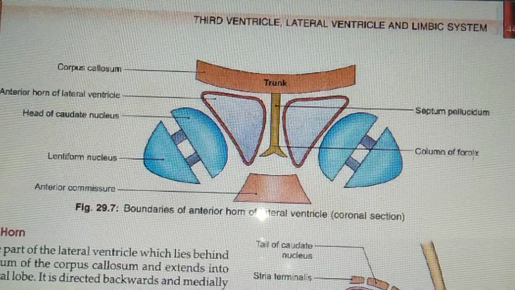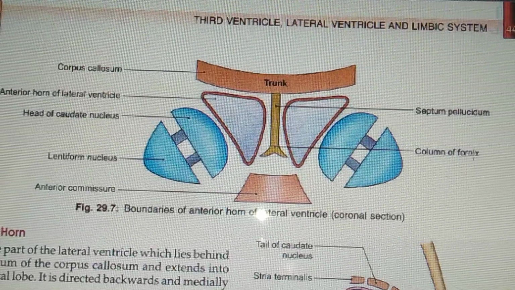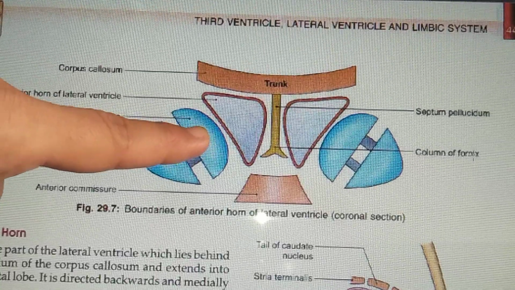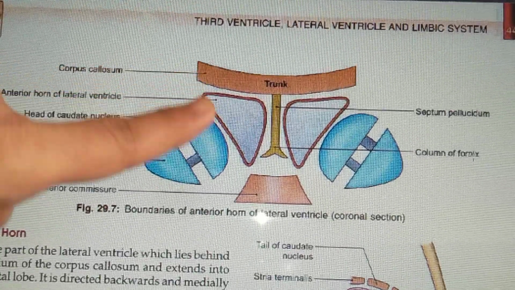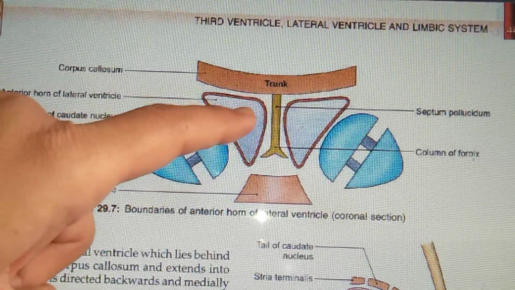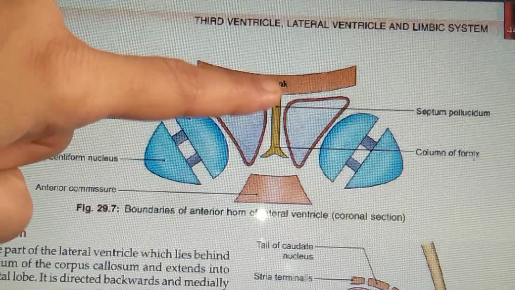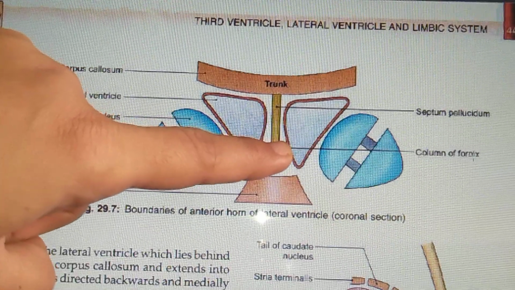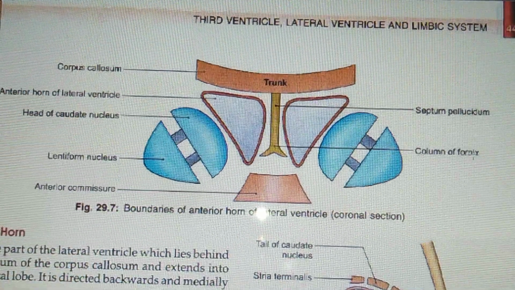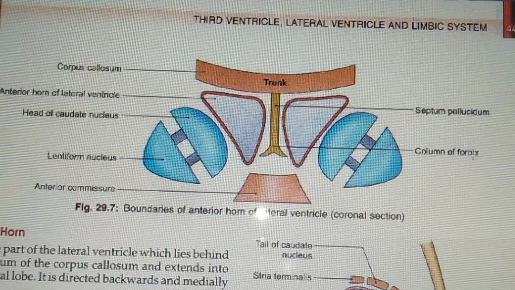The floor is formed by the head of the caudate nucleus and the upper surface of the rostrum of the corpus callosum again, right? So this is the caudate nucleus and this is forming the floor. In the middle they have shown the cavity of the anterior horn of the lateral ventricle. On the medial side, you will find the septum pellucidum and the column of the fornix. That is about the boundaries of the anterior horn.